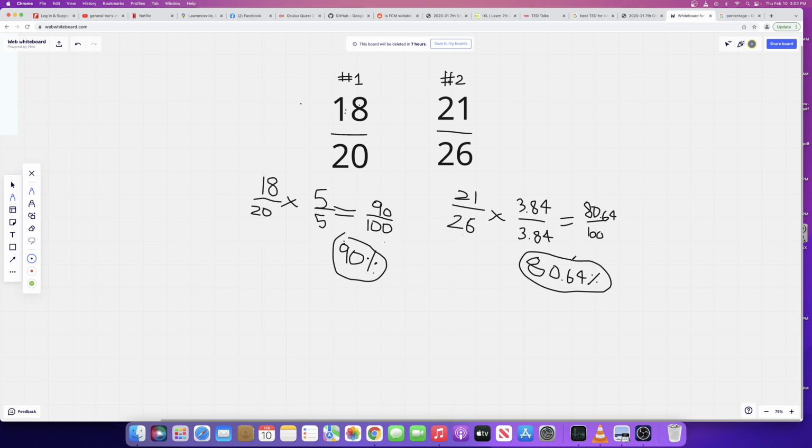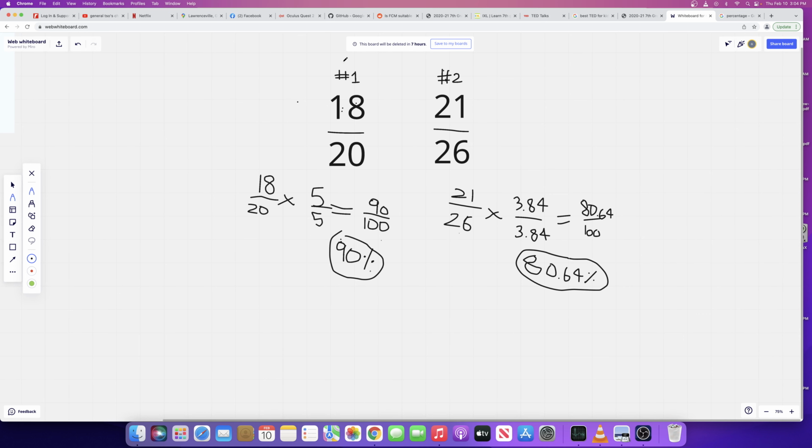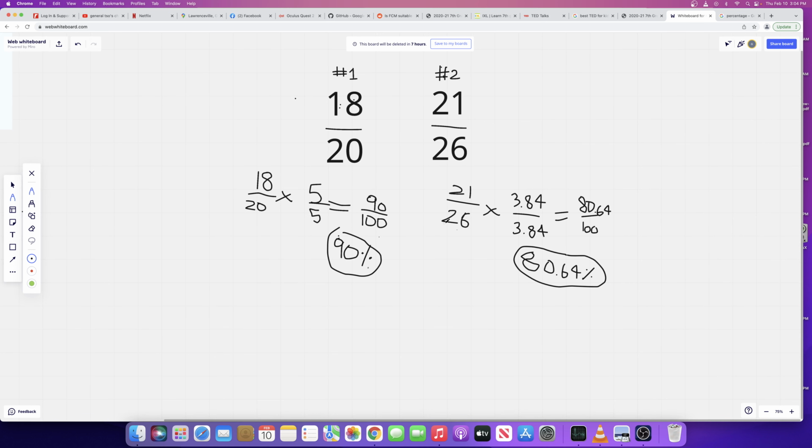Now that we have both of our percentages, 90% and 80.64%, you can see which one is higher. The higher one means you got more percent of your answers correct. So we did better on test number 1.